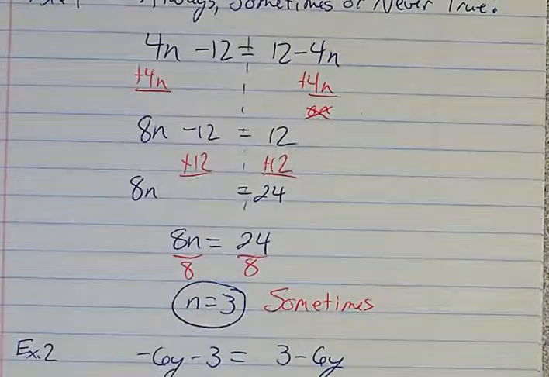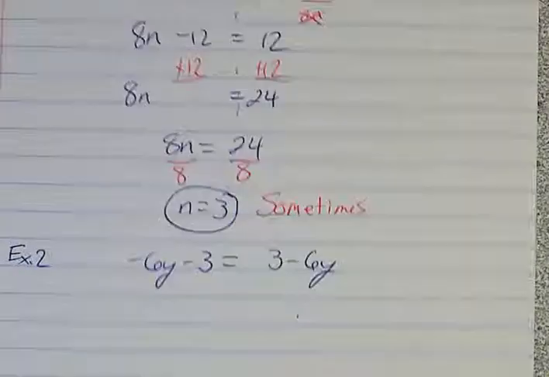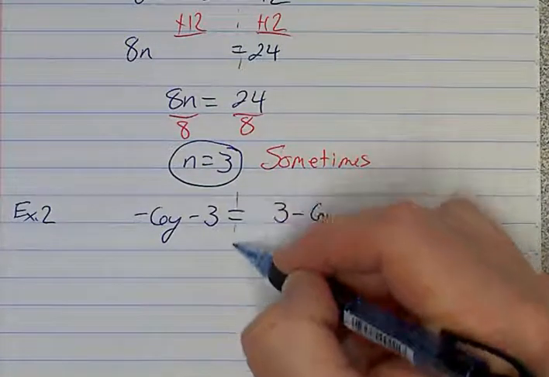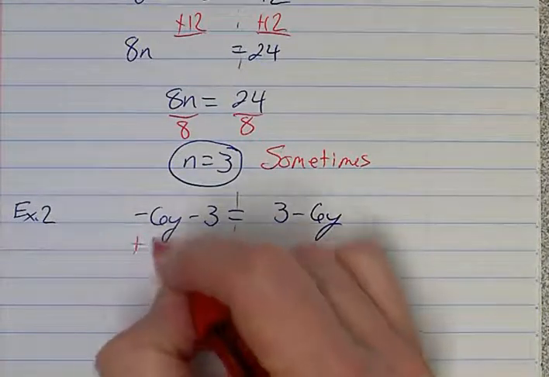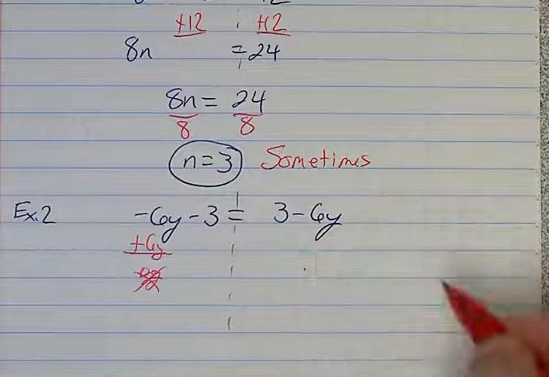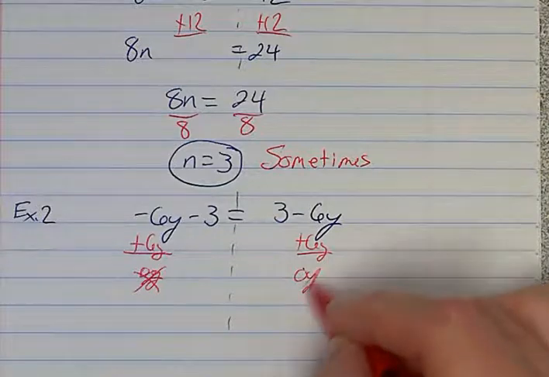All right, so let's do this one. Let's do negative 6y minus 3 equals 3 minus 6y. All right, same thing with this one. We got to move some stuff around. You've got a negative 6y over here. So if we add 6y to this one, that'll make that 0y, which means it's just gone. Add 6y on the left-hand side. You've also got to add 6y on the right-hand side, which also means that this one's also gone.